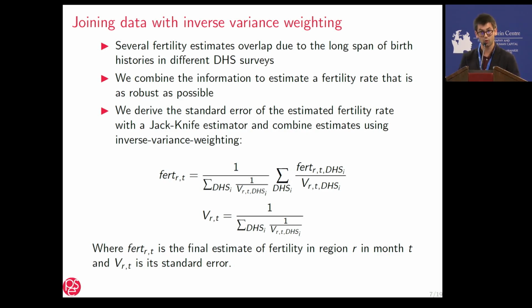So the idea is the following. We derive the standard error of the estimates with a jackknife estimator, and then we weight it by the inverse of the variance. If an estimate is very uncertain and imprecise, then the variance is high and the weight is little. If you have a very precise estimate, the variance is low and then the weight is high. And so we're able to construct time series of fertility estimates with this method. So we're going to look at some examples.